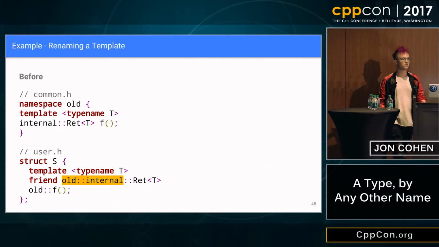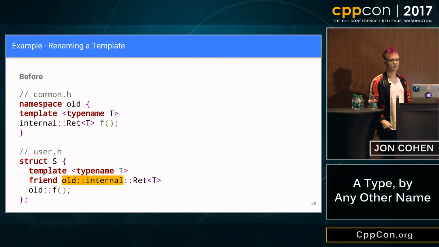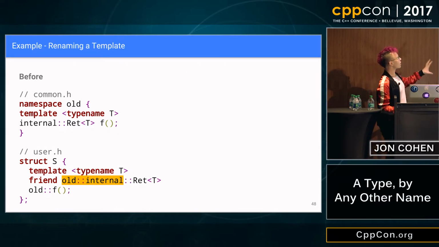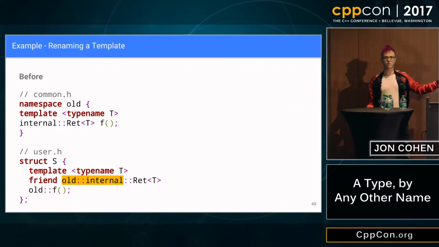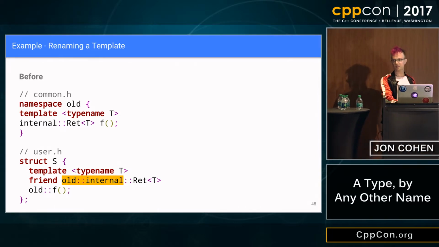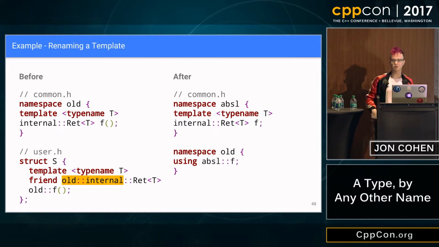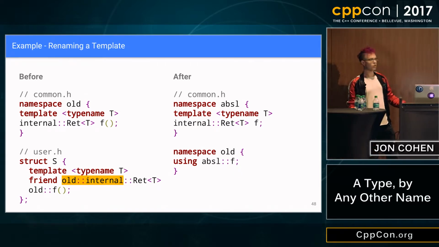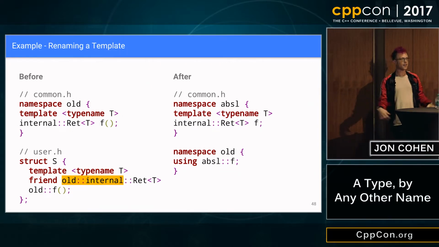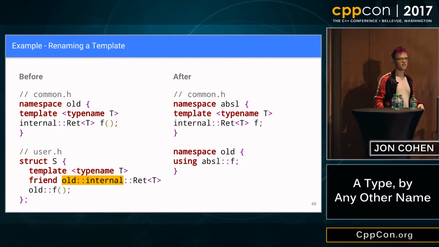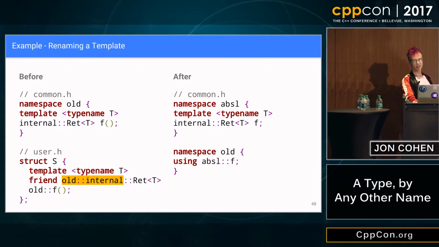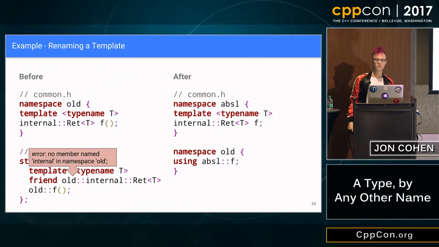But to make this friend declaration, they had to name that type. They had to name the signature of the function. So this worked for them. It compiled, it ran, and did what they thought it would do, until we moved it into namespace absl. And now, old::internal doesn't exist anymore. It's gone. And that name internal should have been maybe a warning sign that perhaps this is subject to change. And indeed, no member named internal in namespace old.